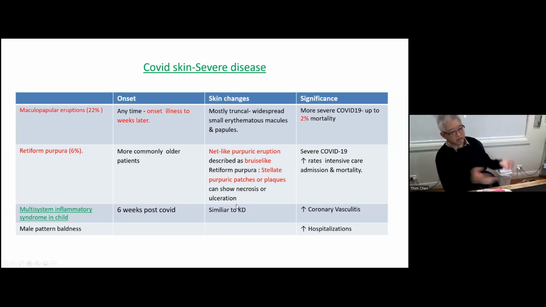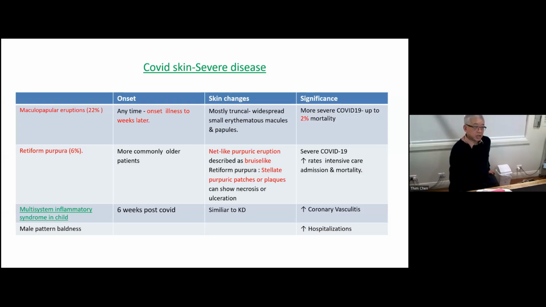So Kawasaki is 5 weeks, 5 days of fever with conjunctivitis, and also with mucositis, mouth, and then the rash, then followed by edema of the hands and also peeling of the fingers. Male pattern baldness apparently also has increased hospitalization. Post-COVID, you can get exacerbation of your atopic dermatitis and psoriasis.